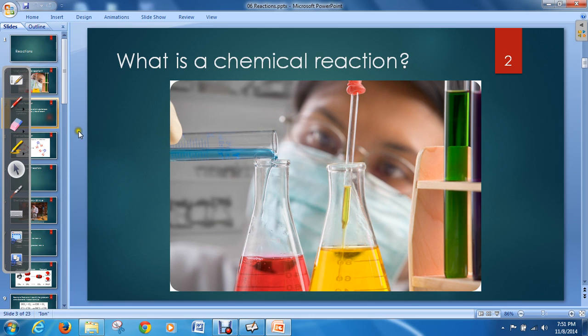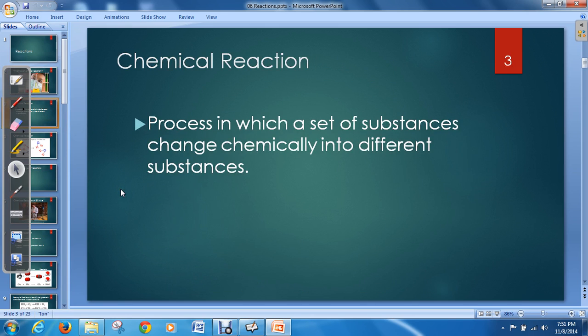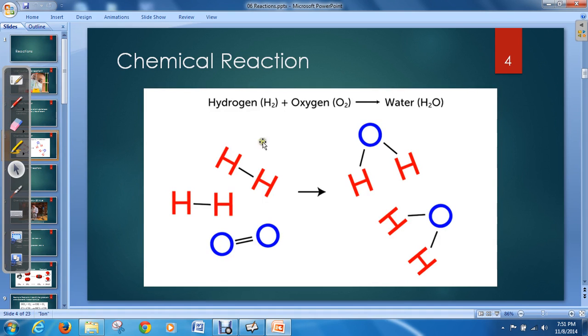A chemical reaction is just a process in which a set of substances changes chemically into a different substance. You can think of, for example, taking hydrogen gas and oxygen gas and combining them together to make water. We can see this here in this picture. If we take some hydrogen gas, shown with these guys, and some oxygen gas, and then we combine them together, we can actually make water. Water is a liquid, whereas these two are gases, so they're definitely not the same thing. Hydrogen is not the same as water, and oxygen is not the same as water. And so these are chemically different substances than what we started with, right?